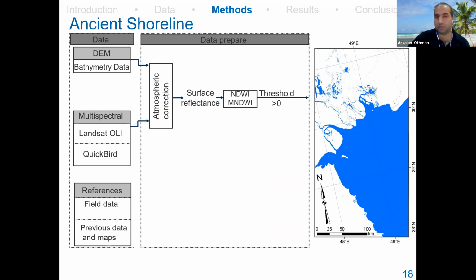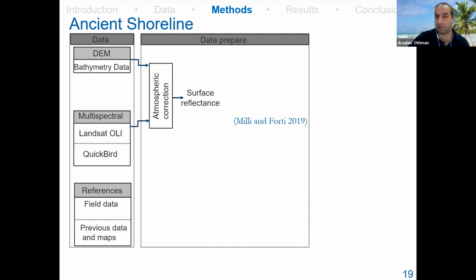Finally, to be sure about what was published by Millie and others in 2019, who reported that Akrawi 2001 stated that the shoreline was far between 26.